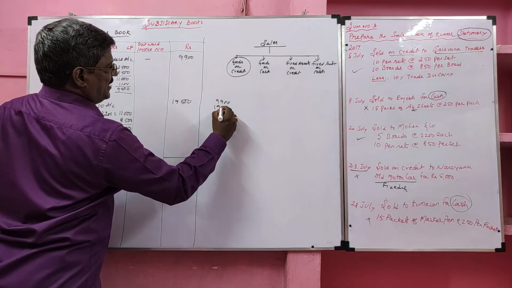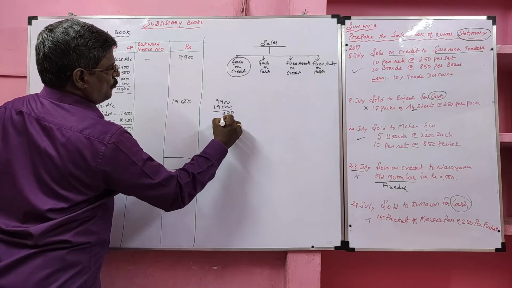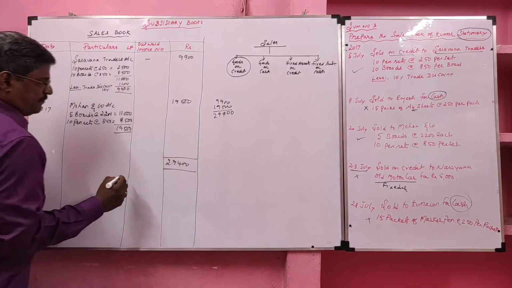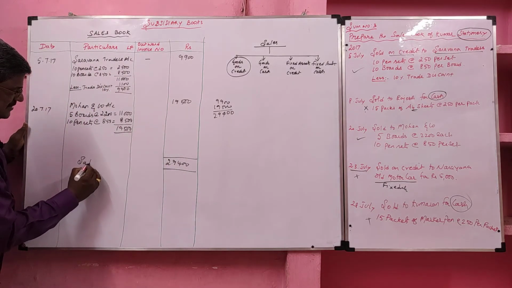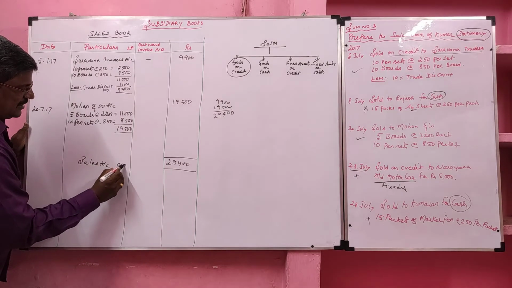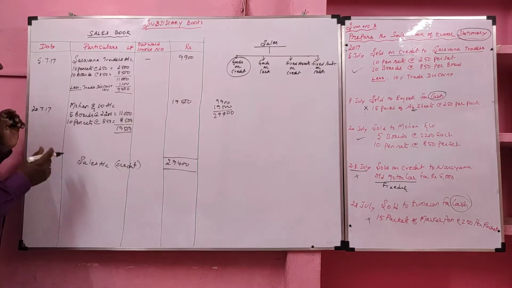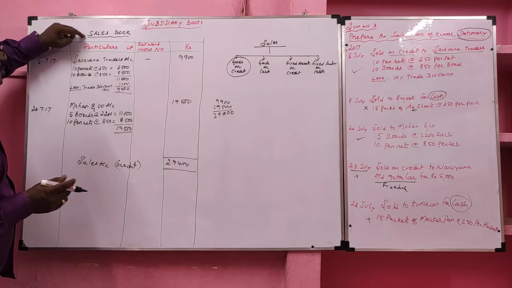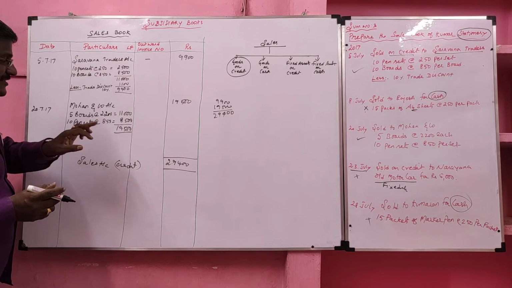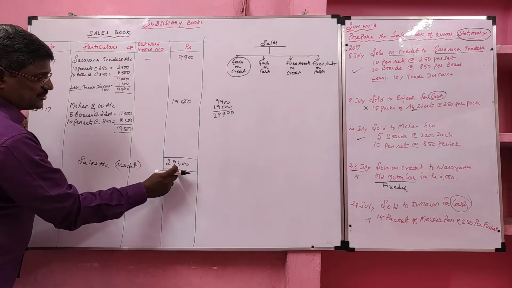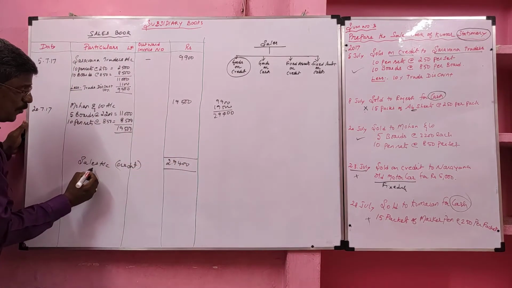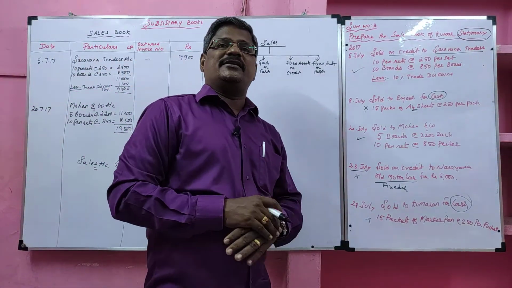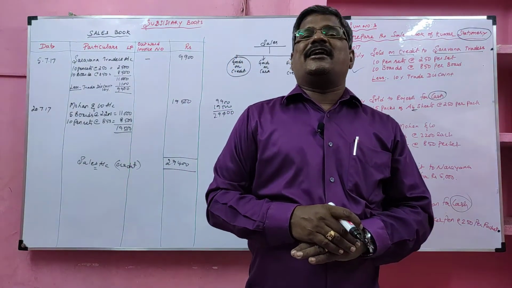9,900 plus 19,500 gives 29,400. This is sales account credit. Sales book is different, sales account is different. Sales book is a subsidiary book, sales account is a ledger. So the total of sales book is posted to the credit side of sales account. Students, we completed sales book, now we learn sales return book.